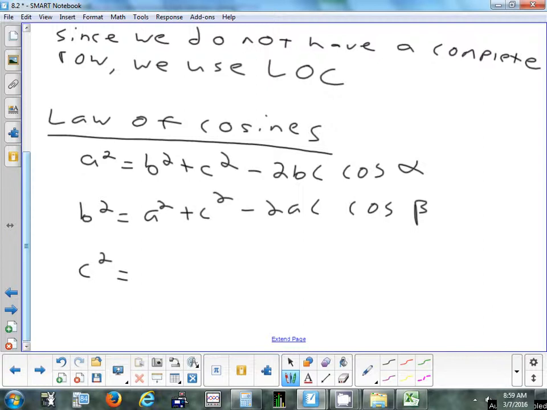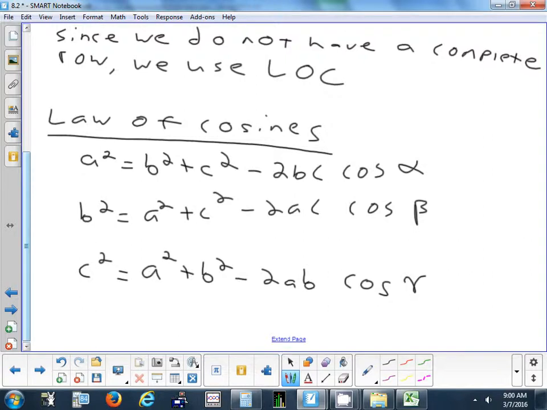All right, and anyone think they can give me the last version? Yeah? b squared plus c squared minus 2ab. Does anyone remember the angle across from c? So we got the whole formula, we're good. We just need Yep. Gamma. Okay, so these are the three versions of the law of cosines. All the same thing, just rearranged a little bit.